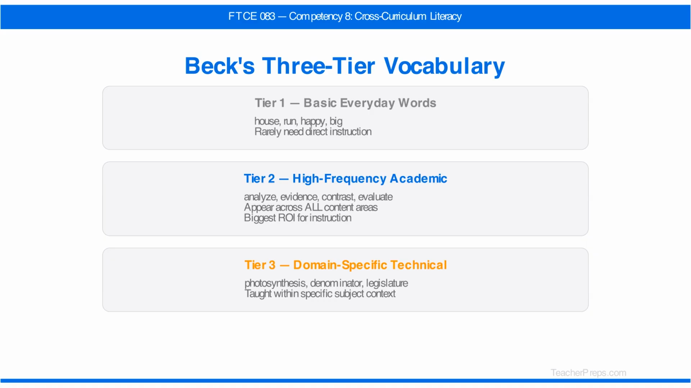Tier 3 words are domain-specific technical terms that belong to a particular subject area. Words like photosynthesis in science, denominator in math, legislature in social studies, and onomatopoeia in English language arts. These words are taught within the context of the specific subject. On the exam, the correct answer for where to focus vocabulary instruction is almost always Tier 2 words, because they have the widest impact across disciplines.